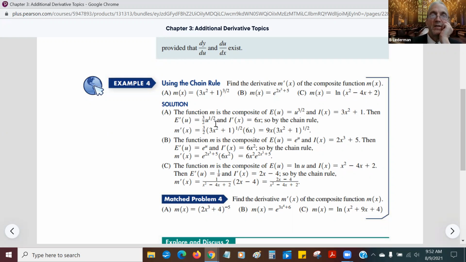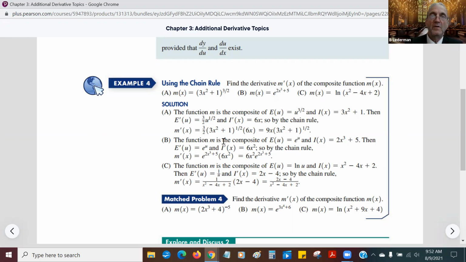So basically, I'm taking the derivative of the outer function. I keep the 3x squared plus 1 intact, and I take the 3/2, stick it out here, and knock that down to 1/2. Then I have to multiply it by the derivative of the inner function, 3x squared plus 1, which is 6x, and that's my final answer. So in totality, it winds up being 9x times 3x squared plus 1 to the 1/2 power.